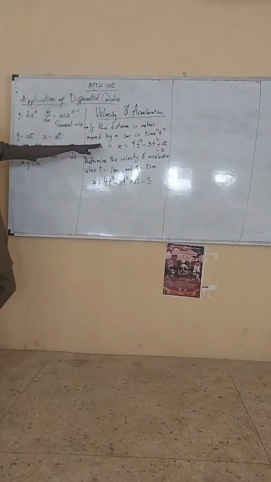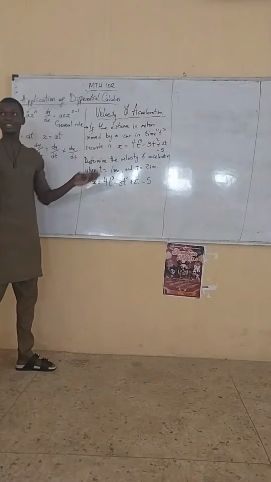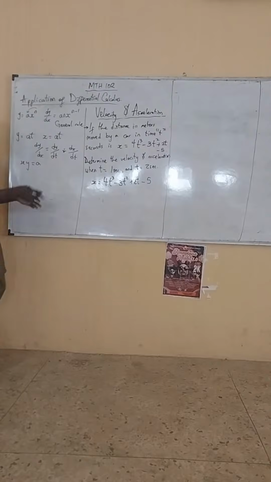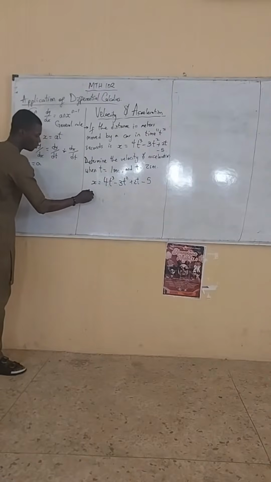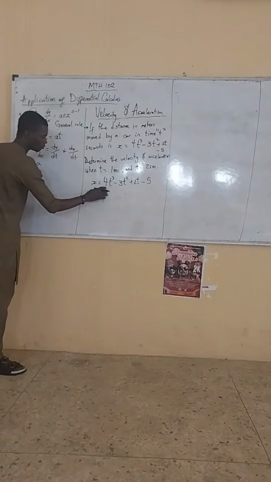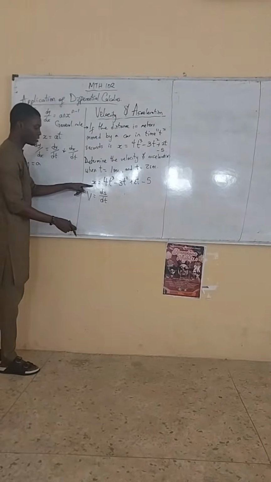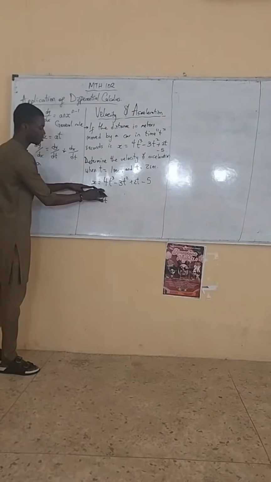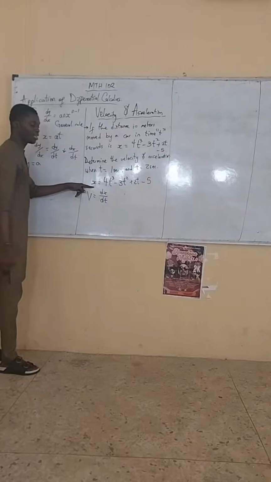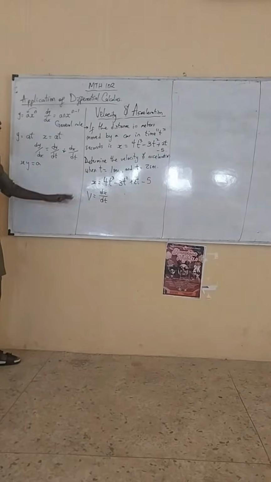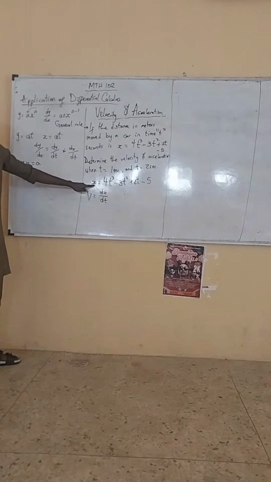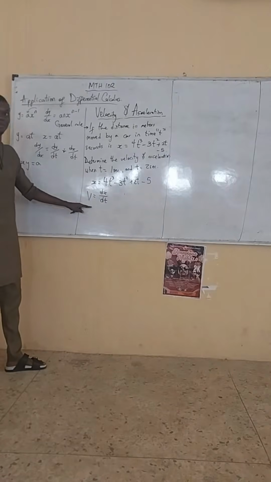Now, if the distance is given in this form, as a function, the velocity is the derivative of the distance with respect to t. Our distance here is x, not s. In some cases, they can give us s equals, but you go with what you are given. So the derivative of x with respect to t is our velocity.